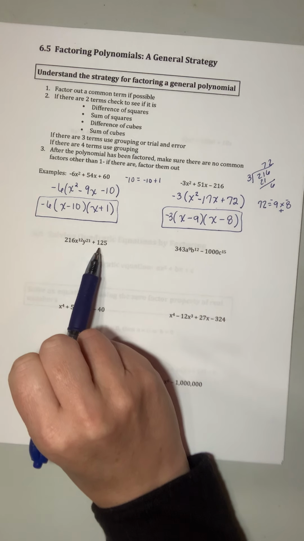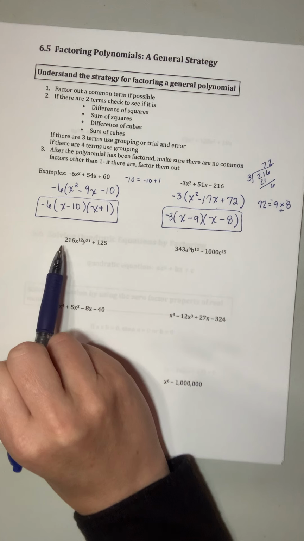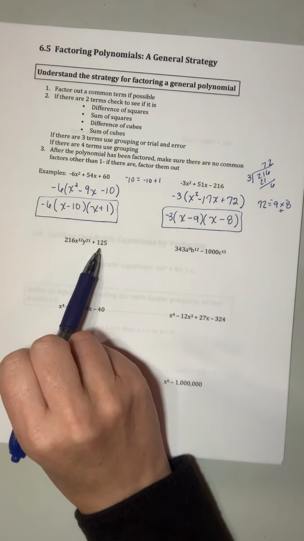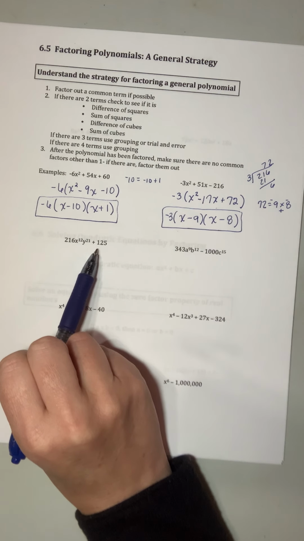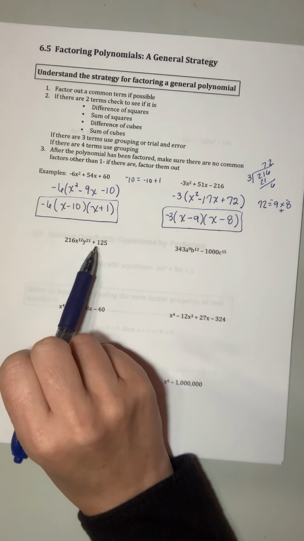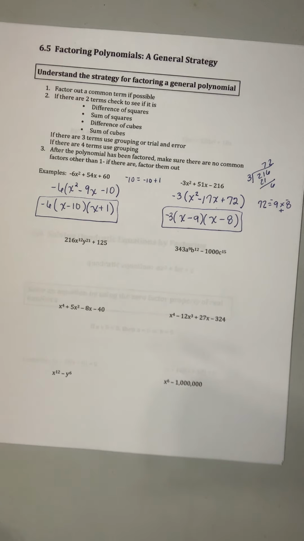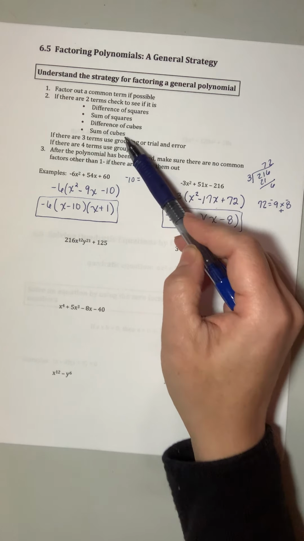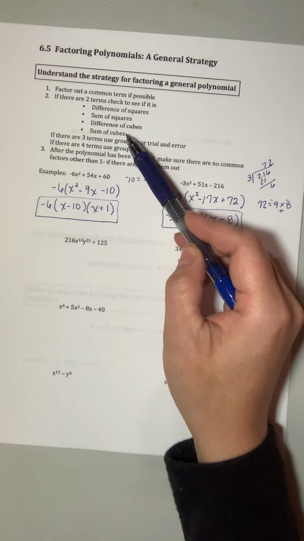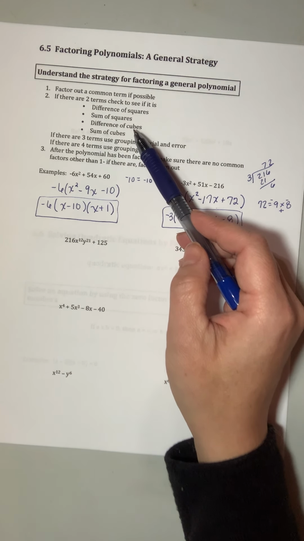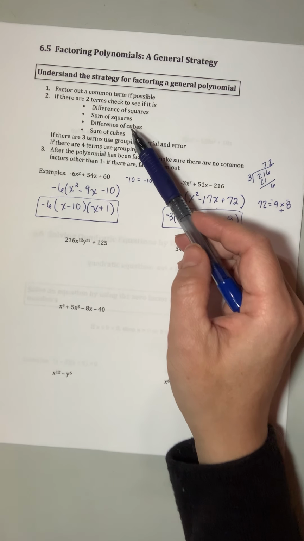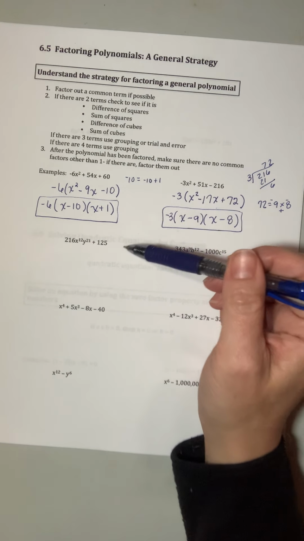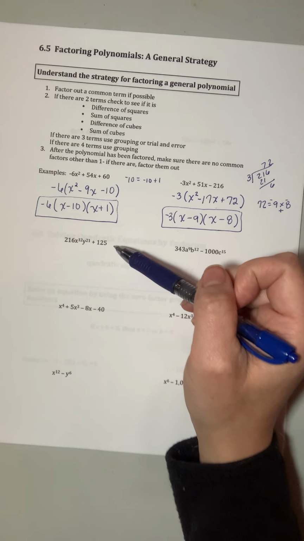So there's not 2 numbers that I can multiply together to get 216 or 125. Because 15 times 15 is 225, so that doesn't work. And there's nothing that works. So it's not going to be sum of squares, it's going to be sum of cubes. So that's where you have to go back into your 6.3, 6.4 notes in case you forgot how to do those.